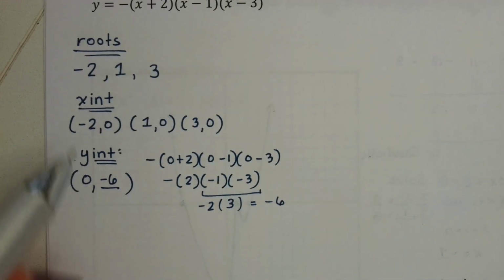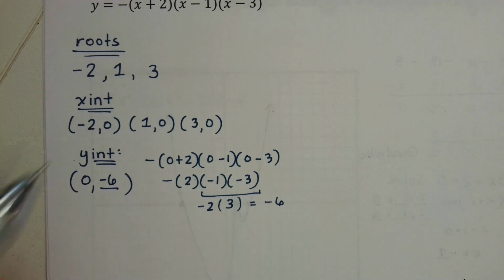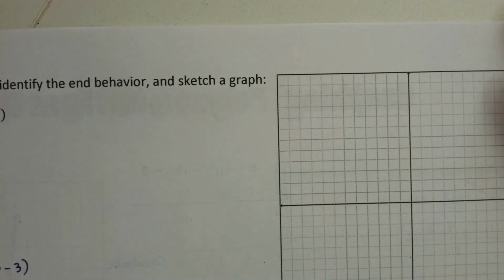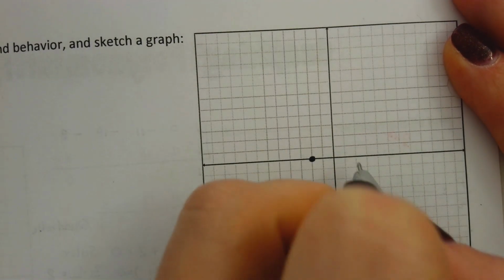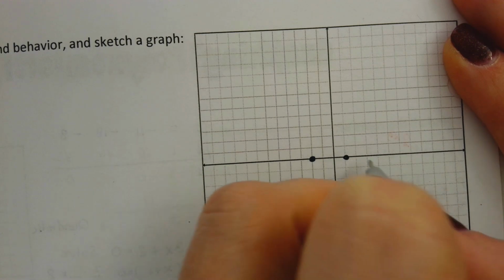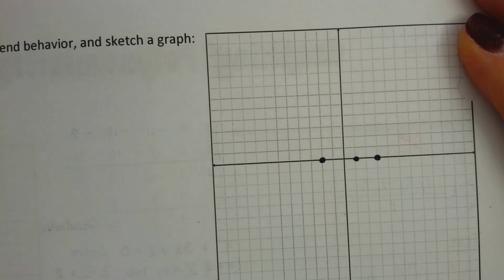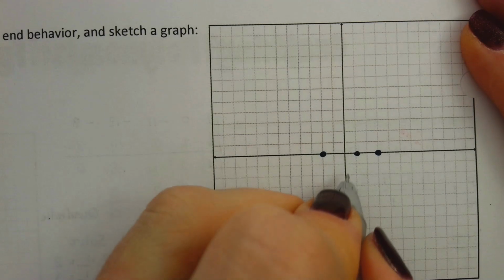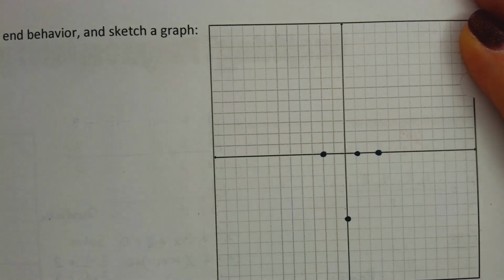Okay. I'm going to take all of these 4 points, and I'm going to put them on my graph. Negative 2, 0, 1, 0, 3, 0, and 0, negative 6. Negative 2, 0, 1, 0, 2, 3, 0. And then 0, negative 6 was the y-intercept. 1, 2, 3, 4, 5, 6.